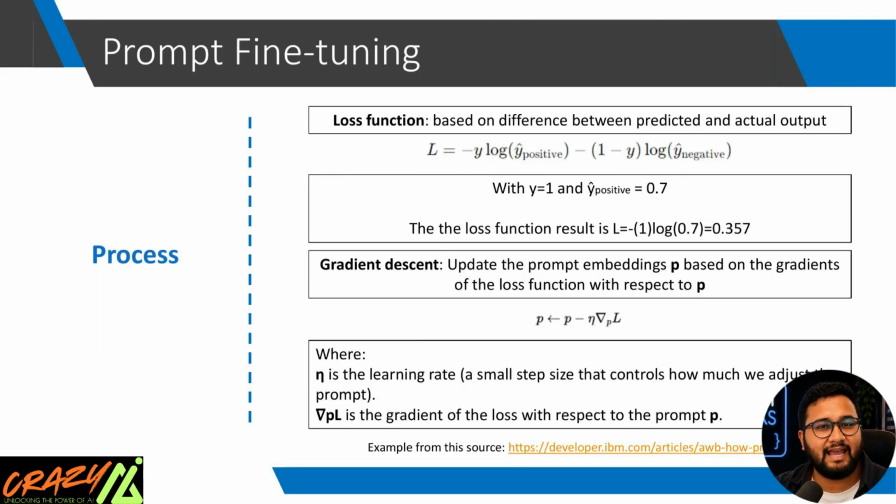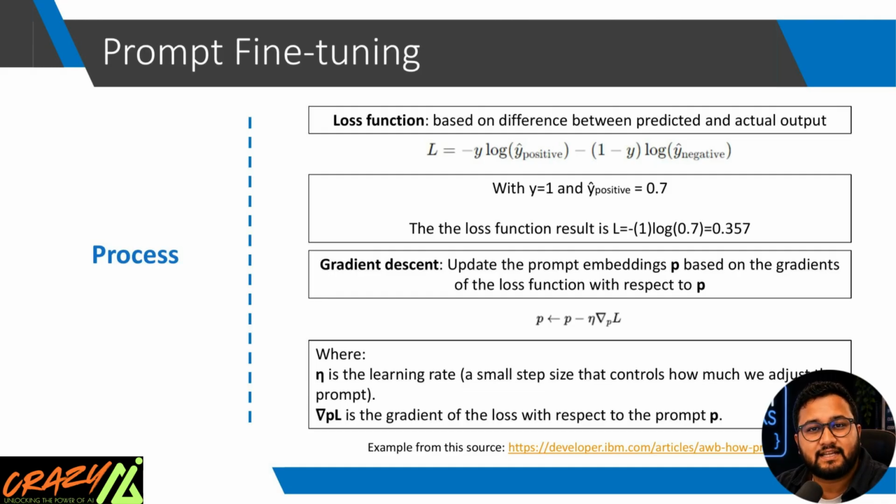Now let's see how the learning actually happens. Once the model makes a prediction, we calculate something called the loss function. The loss measures how far the prediction is from the correct answer. A smaller loss indicates better predictions. A larger loss means the prompt still needs improvement. Next comes gradient descent.